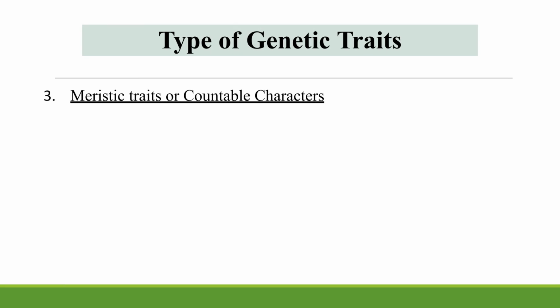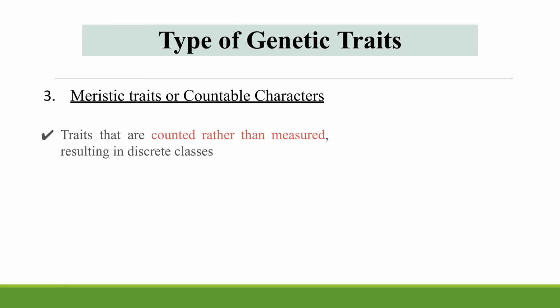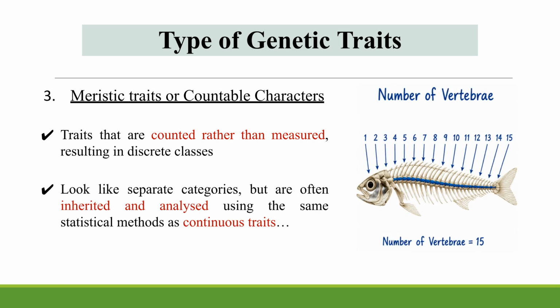Third are meristic or countable characters. These are traits that are counted rather than measured, resulting in distinct classes similar to qualitative traits, such as the number of vertebrae in a fish or the number of leaves on a plant. Although these traits appear as distinct, countable categories, their inheritance is actually more similar to complex quantitative traits than to simple Mendelian traits.